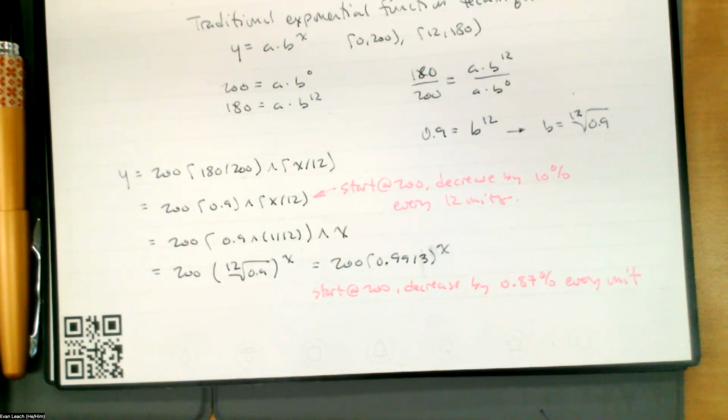So it depends on how you want it to sound. Well, we'll be starting off at 200 and decreasing by only 0.87% every unit. Oh, that doesn't sound so bad. No. Gentlemen, if we start at 200, we'll be decreasing by 10% every 12 units. 10% every 12 units. That sounds much worse. That sounds much better. So it all depends on what outcome you want. And how bad your audience is at math.